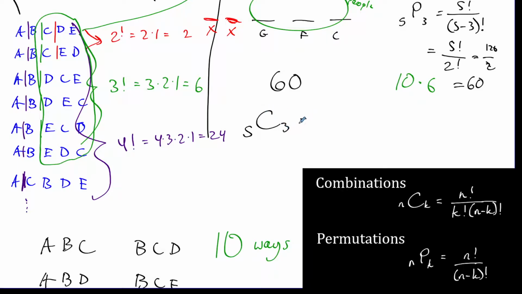5 choose 3 right here. This is going to be 5 factorial over that 2 factorial there, times this k factorial, this 3 factorial right here. We know that 5 factorial over 2 factorial is 60, so we still got to divide by that 3 factorial. 3 factorial is 3 times 2, which is 6.